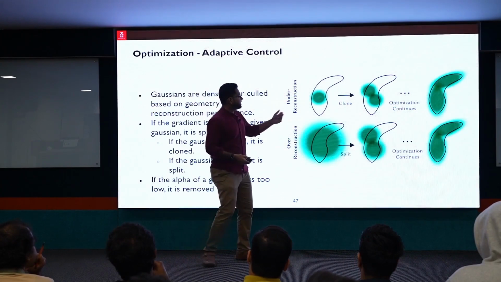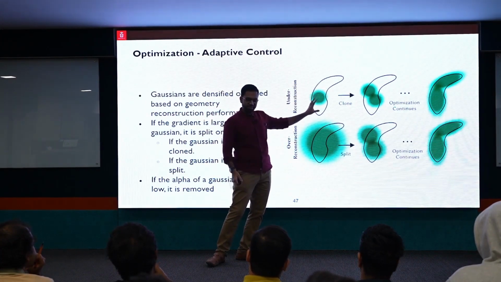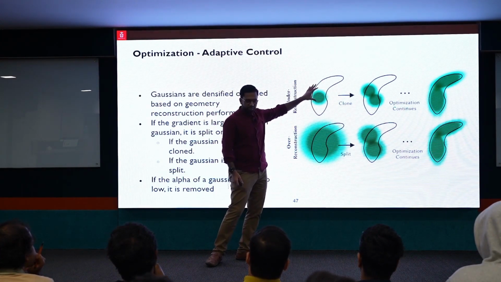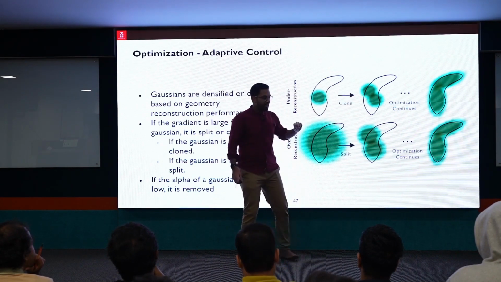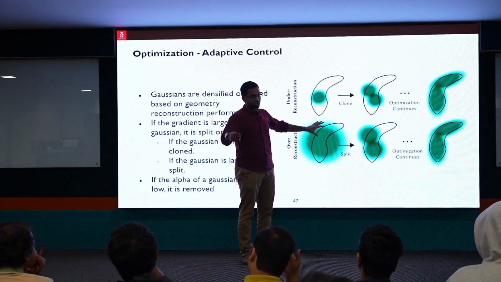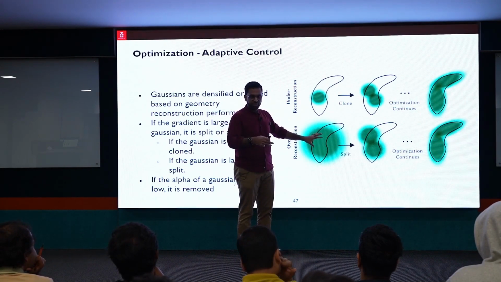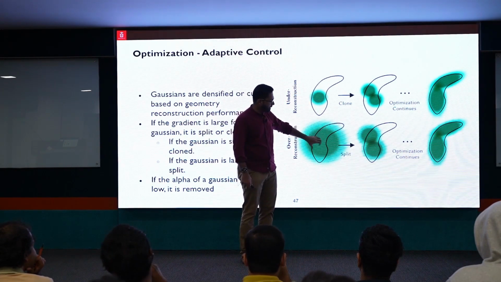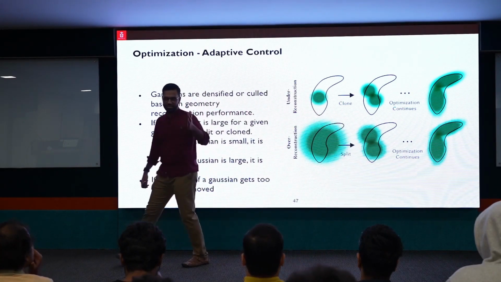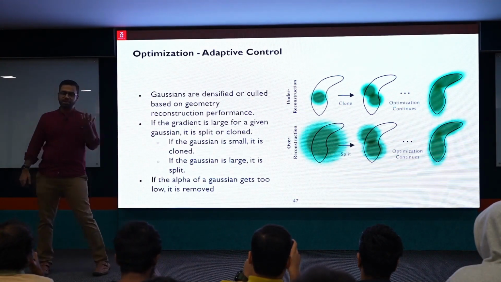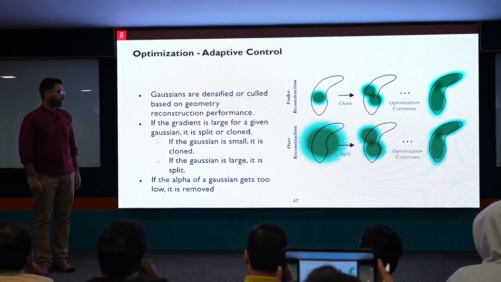Let's say you have a Gaussian that can't fully represent a shape, then you would clone the Gaussian so that you can more accurately capture the entire shape. There can also be a case where your Gaussian is too big to capture the complexities of your scene, in which case you split the Gaussians so that you get more Gaussians and can more accurately represent the scene. So there are merging, cloning and splitting strategies that we need to adopt.